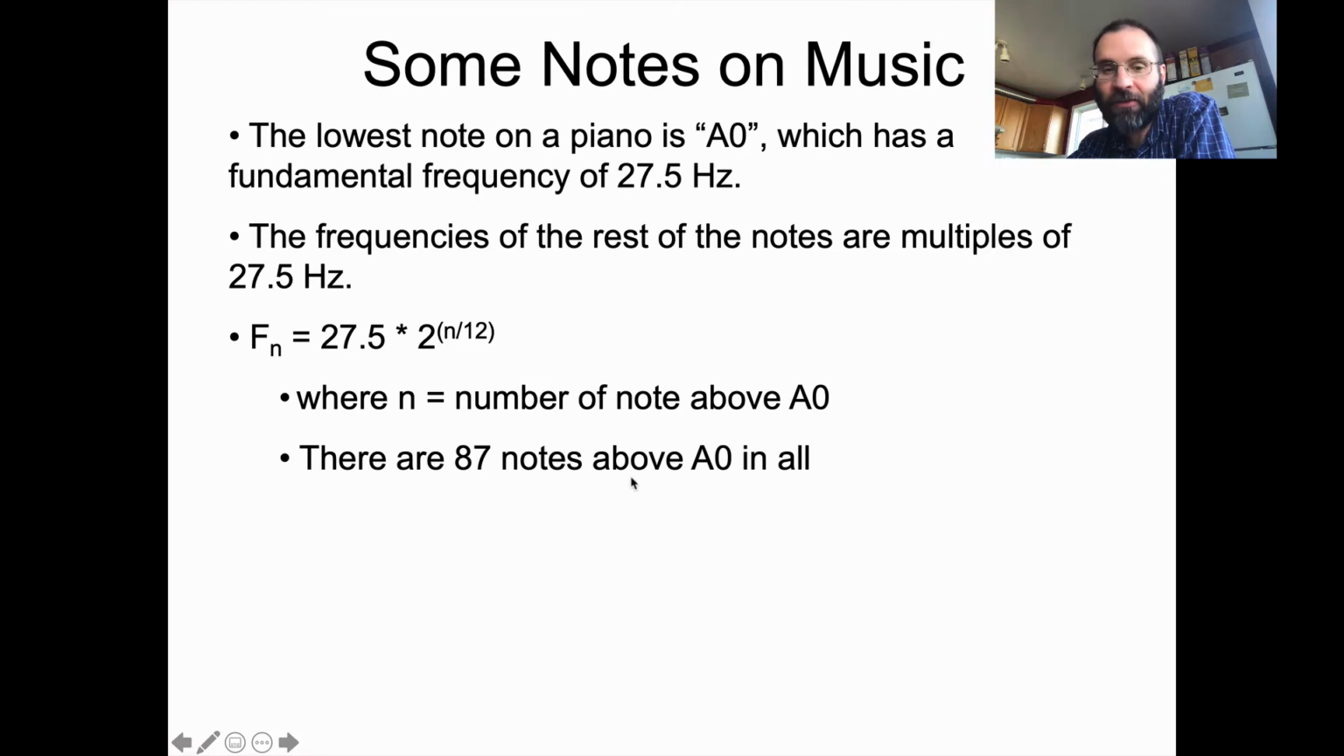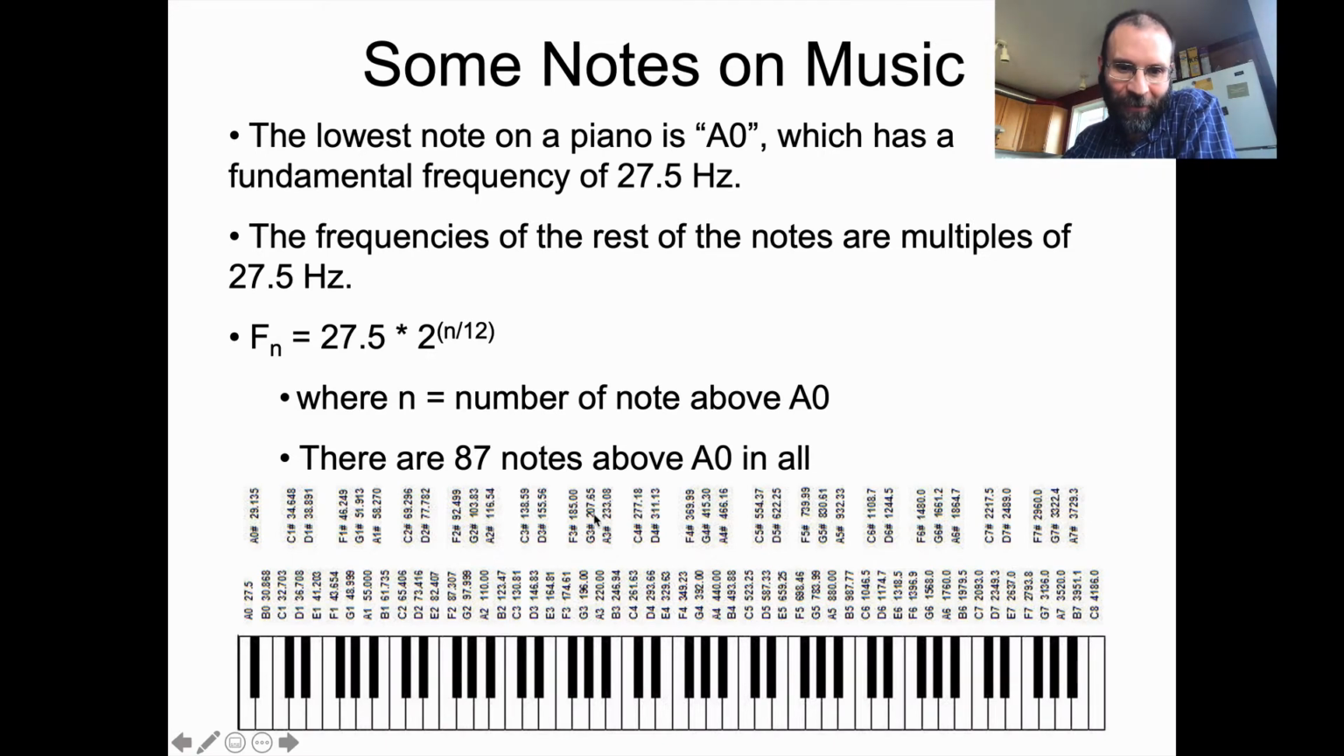So there are 87 notes above A0 in all. If you're 44 notes above the A0, then you put 44 in here for the n. I guess I can pick an easier number, like 48 for that n, and then 48 divided by 12 is 4, so 2 to the 4th power is 16, so then you've got 27.5 times 16. I didn't plan for this, so I'll just do it in my head, but I believe that is 440, which is the A above middle C. So yeah, you can look at that here.